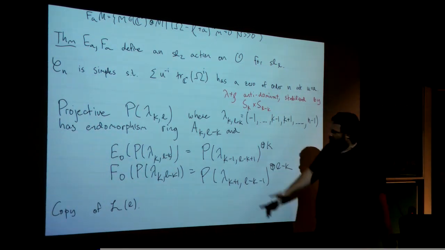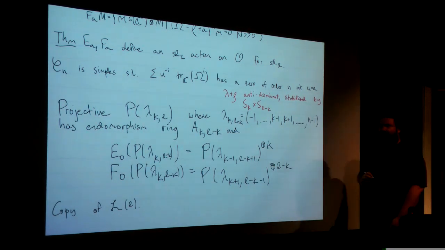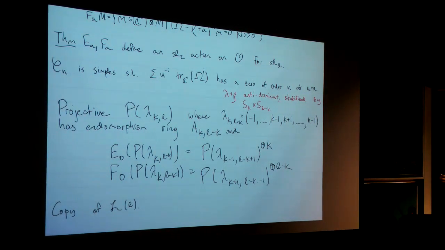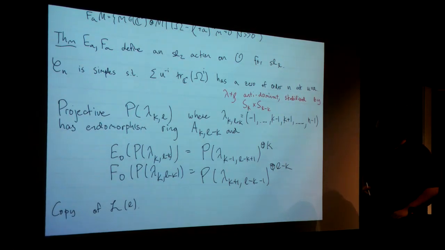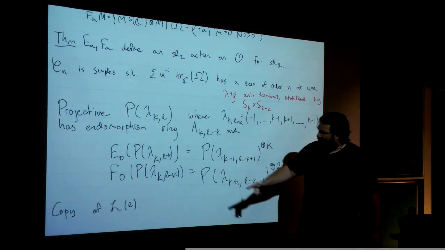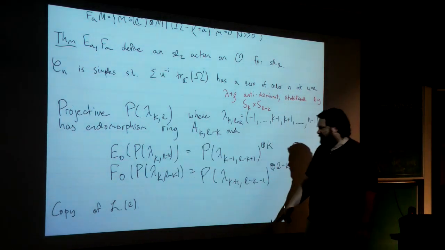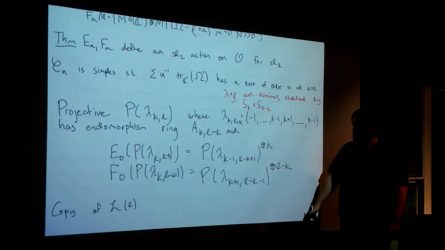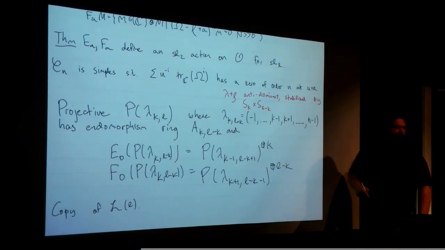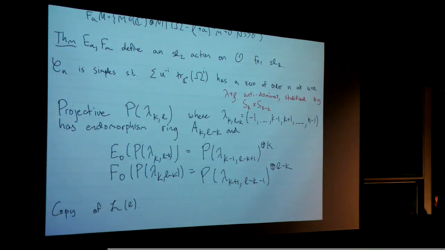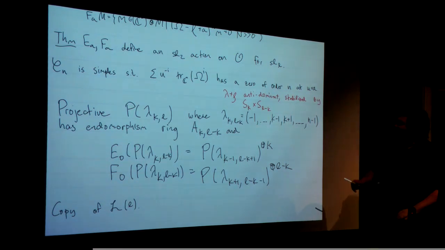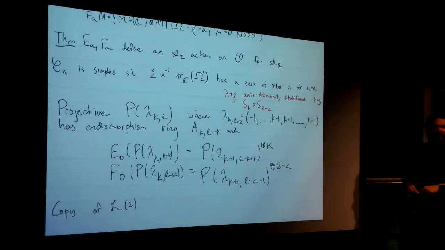So this is a self-dual projective. Its endomorphism ring is exactly this cohomology of the Grassmannian. It's A_{K, L-K}. And when I act on this guy by E0 and F0, I get other projectives of the same form with some number of copies. And the subcategory of these projectives, the projective injectives in these particular blocks of category O, generate a copy of L.